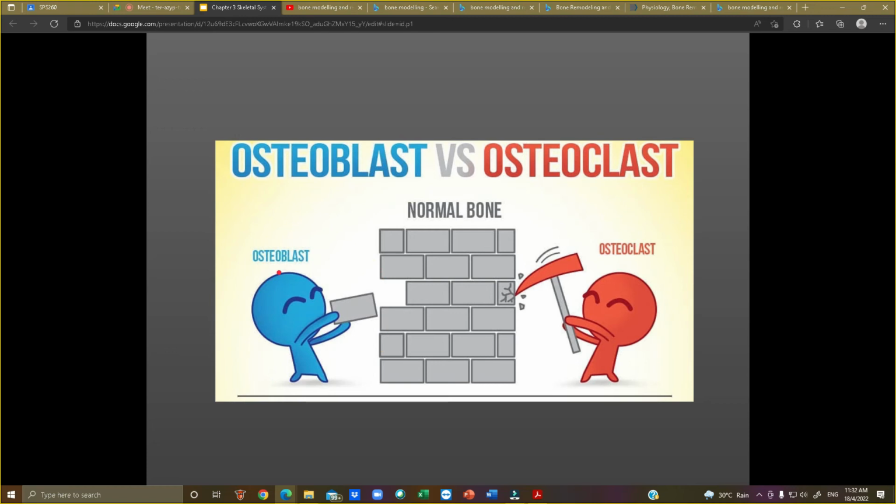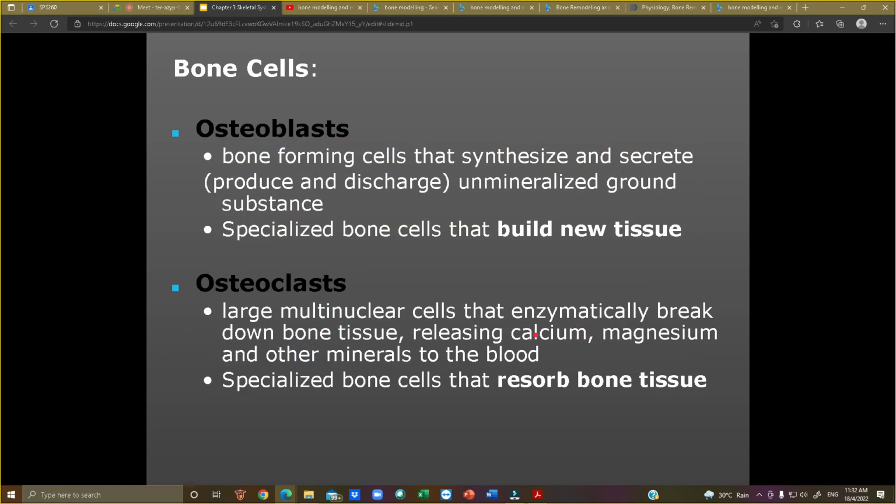Ini kalau kita buat remodel. Okay, kalau kita buat remodel, dia pecah, dia buat. Kalau kita buat modeling, dia buat. Maybe dia pecah, dia akan tetap buat kerja. Osteoporosis, dia tak buat kerja. Dia masih bekerja. Okay, so osteoblast and osteoclast work like this.